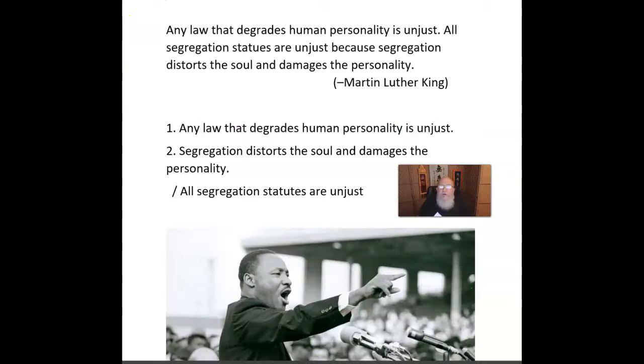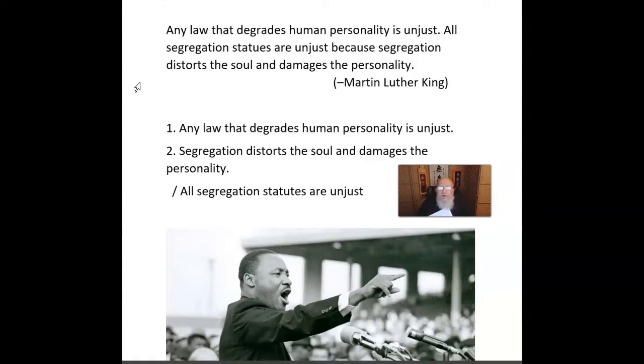So look with me at this example. Any law that degrades human personality is unjust. All segregation statutes are unjust because segregation distorts the soul and damages the personality. If we look at this, we first want to pick out the conclusion that Dr. King is arguing for. And what he's arguing for is that all segregation statutes are unjust. And so the first premise, any law that degrades human personality is unjust. Second, segregation distorts the soul and damages the personality. Therefore, all segregation statutes are unjust.